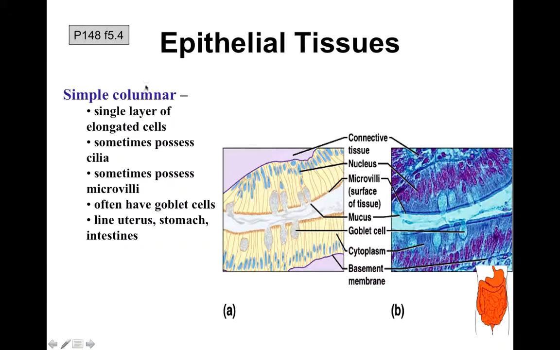This is simple columnar, so one layer of columnar cells. Notice these ones are ciliated, so these have these kind of cilia on them. The columnar cells quite often have these goblet cells. Goblet cells secrete mucus. So you have these where you need mucus. So maybe in the stomach, the intestines, and also lining the uterus, you would have these simple columnar cells.